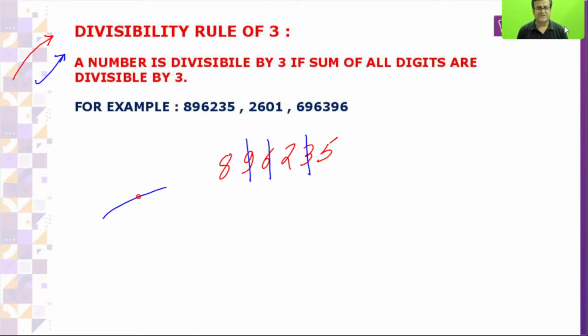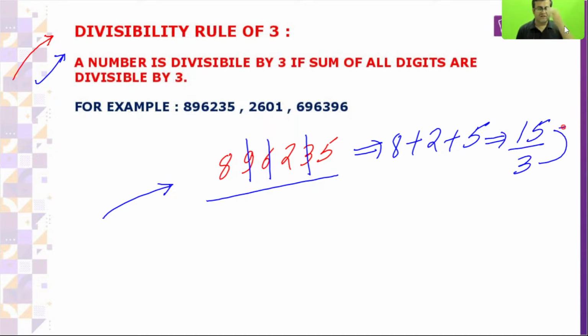Instead of adding the digits, first cancel out those digits which are exactly divisible by 3. Now you are left with 8, 2 and 5. The sum of these, 8 plus 2 plus 5, is 15. Is this divisible by 3? Yes. I have taken outside those digits which are exactly divisible by 3, and I'm left with those digits which are not. Their sum is 15, which is divisible by 3. So the complete number will be divisible by 3.